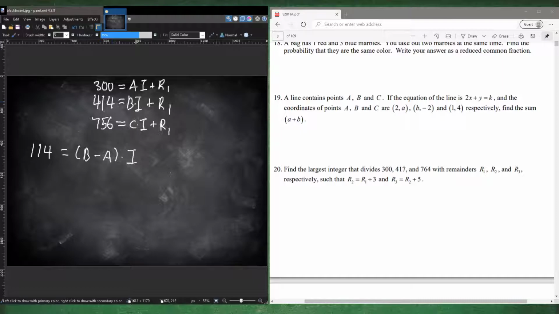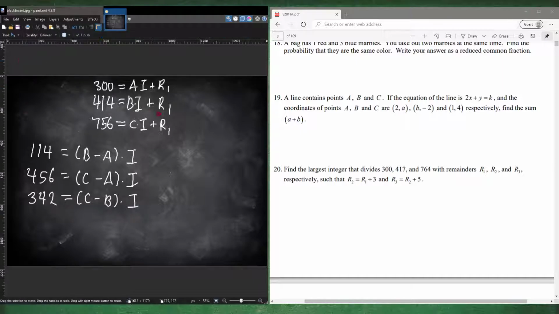Okay, now let's do the third number and the first number. So subtract them, that is 456, and that is C minus A times I, in parentheses. And then we could do the second and the third, so that covers all of them. So that is 342, and that is equal to C minus B times I.